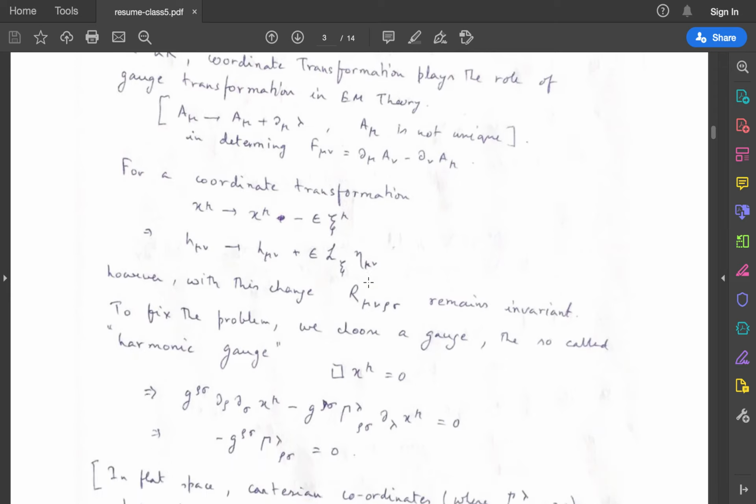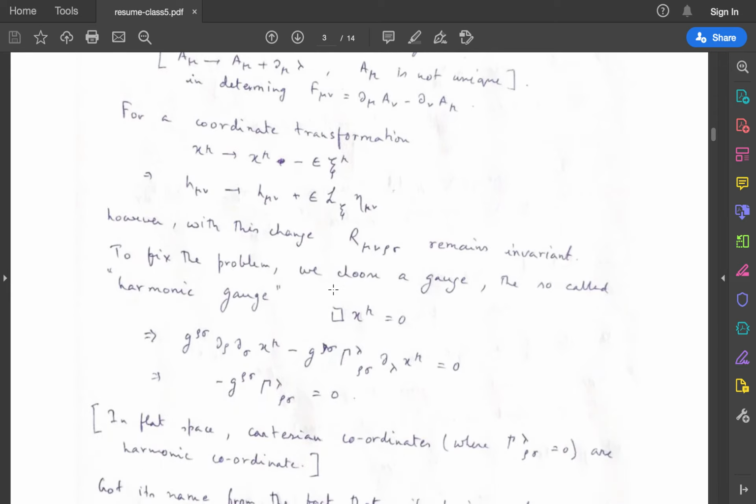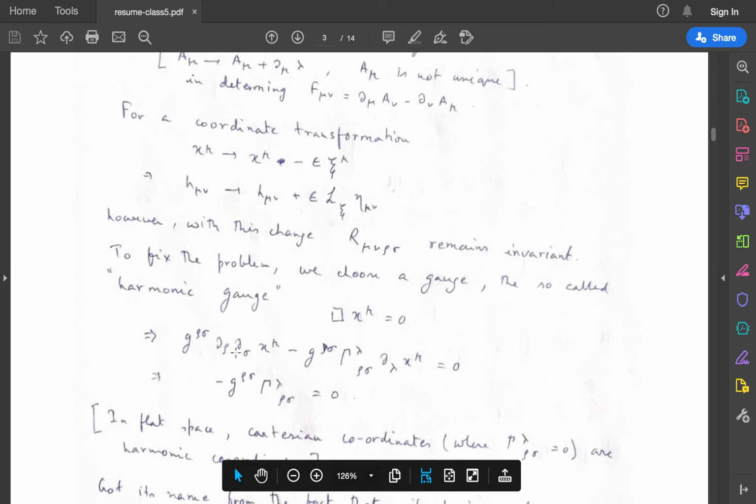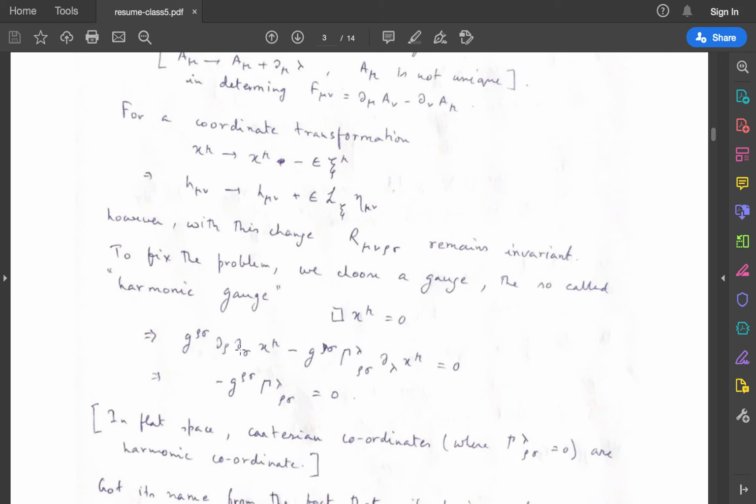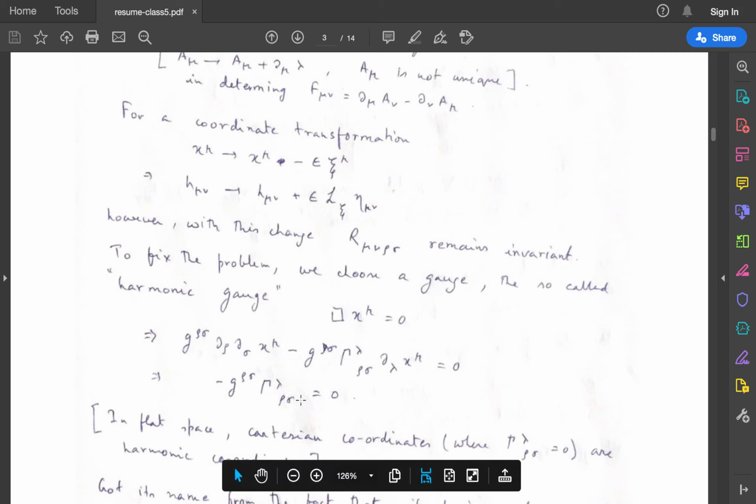However, to fix the problem, what we usually do, even in electromagnetic theory, is choose a particular gauge. So here we will also choose a particular gauge, which is known as the harmonic gauge. What is this harmonic gauge? It is the condition that the d'Alembertian of the coordinate is 0. If I express it in terms of the metric and the explicit partial derivatives, this condition gives rise to g^ρσ Γ^λ_ρσ equal to 0.